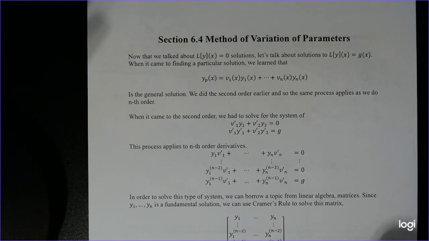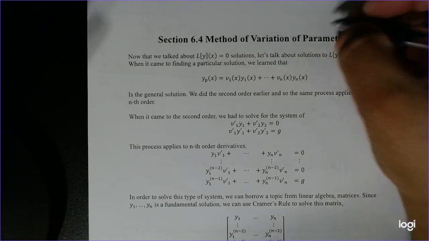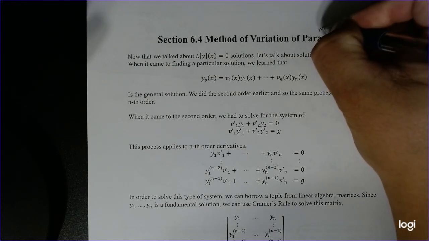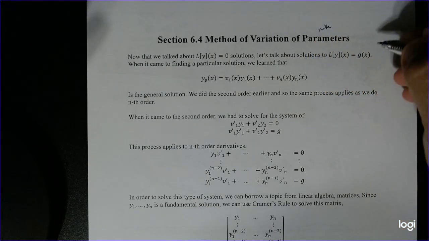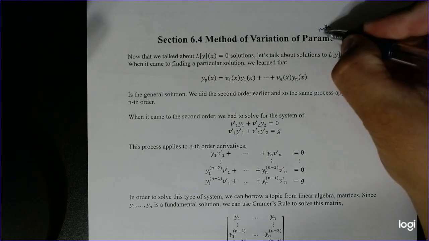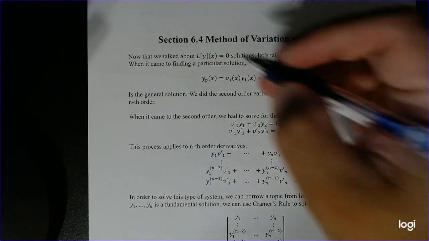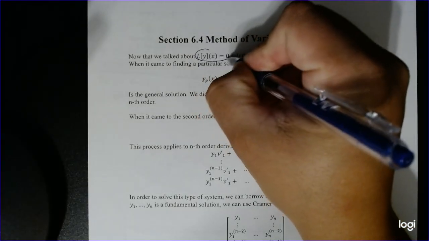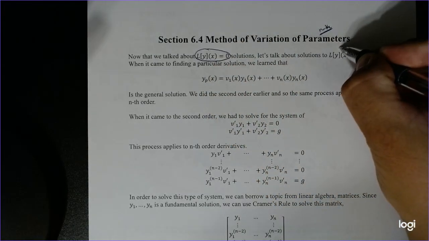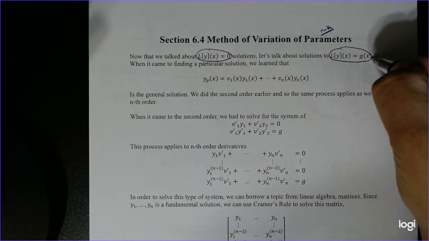So we're back to the method of variation of parameters. Nothing's really changed. The only difference now is going to be the nth derivative. So we talked about when it's equal to 0. Now our situation is, what if it's equal to a function in terms of x?